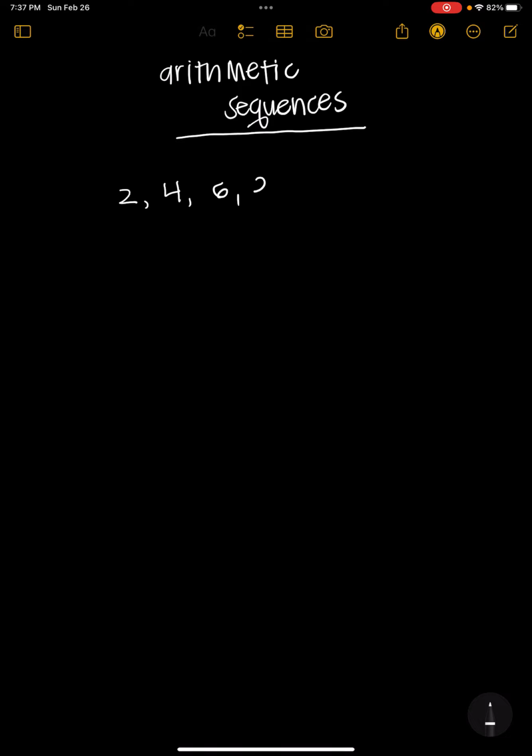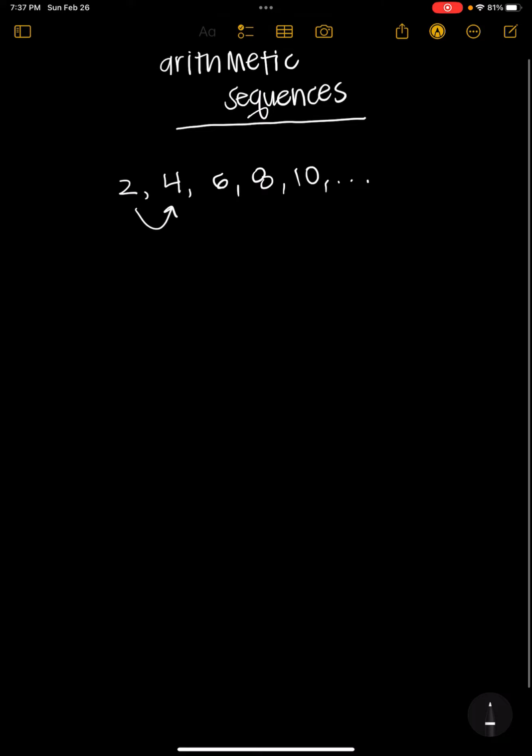Hi everyone, today we're going to be talking about arithmetic sequences. So arithmetic sequences are basically a set of numbers that have a pattern, and the pattern is adding or subtracting something. So for example, something like 2, 4, 6, 8, 10, ... That is considered an arithmetic sequence because every time we're adding 2.